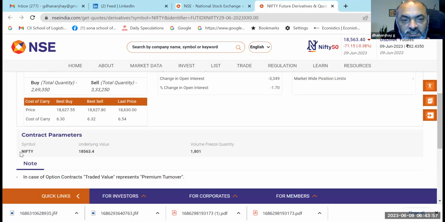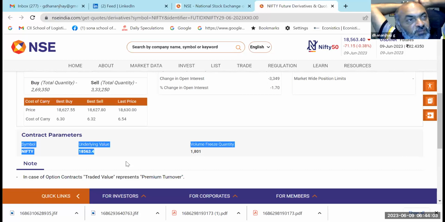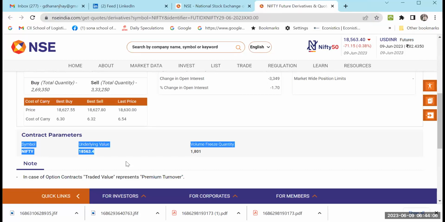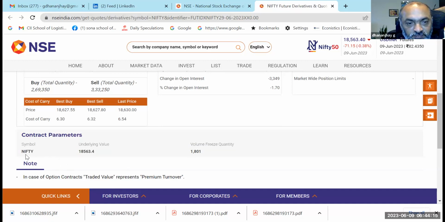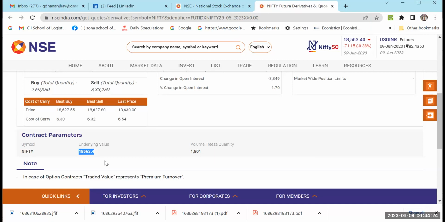Let us understand this. What is this? Nifty 18,563. No, this one, on the bottom. Are you seeing this? Underlying value. Underlying price means where this market is. Index, sir. Nifty Index 50. That is spot market, no? There are two prices. One is spot price, another is futures price.